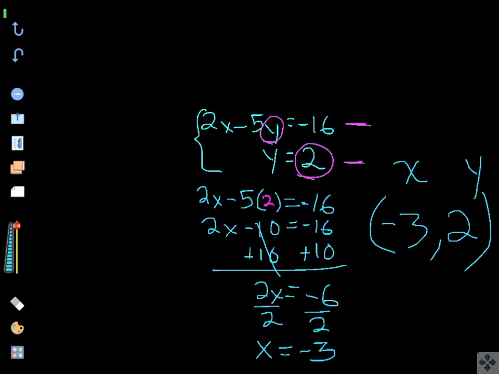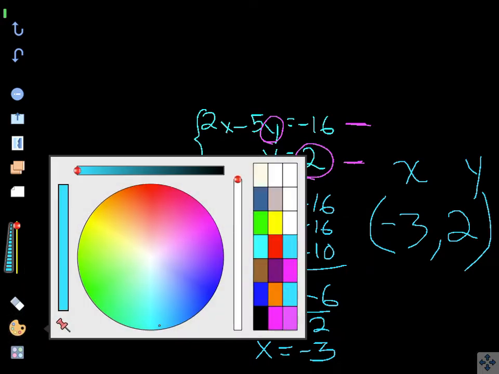Now it's a good idea to also check your system, and the way you would check your answer before moving on to the next problem would be to plug in the x and y values into the original equation and make sure they work.